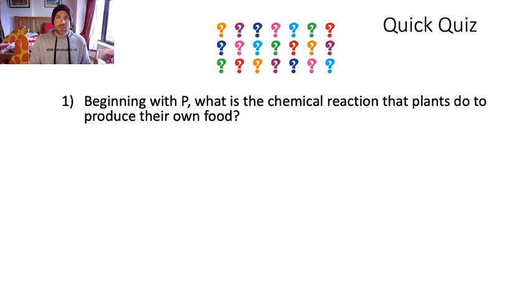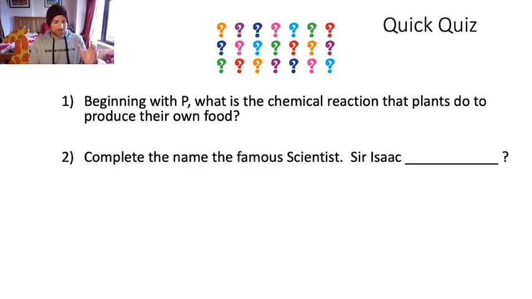Right. Question 2. Complete the name of the famous scientist, Sir Isaac what? There's a famous scientist called Sir Isaac something, famous for understanding the orbital motion of planets, and very famous for his work on forces, his laws of motion. He's a bit of a superstar, really. What's he called?